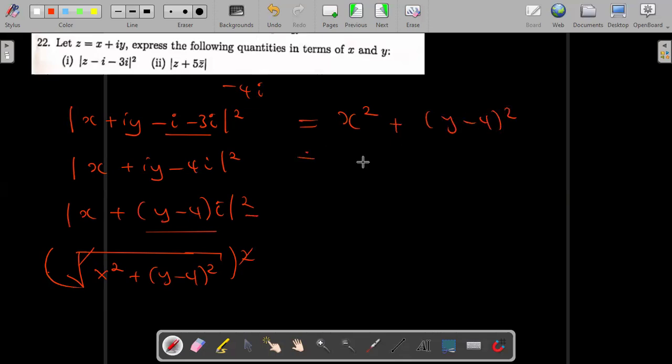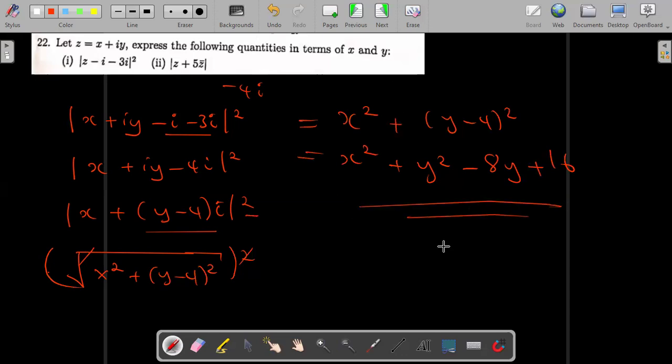Then now you can expand this to be x squared plus y squared minus 8y, then you get plus 16. So you've expressed it in the form of x and y, since you have these variables there, and you cannot go on further simplifying. So you just stop there. Okay, so you do the next one.